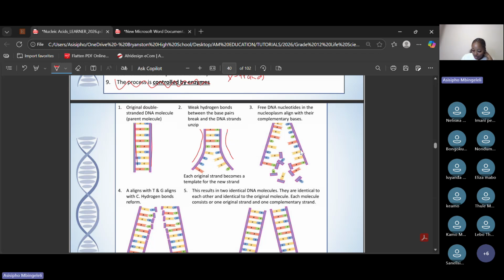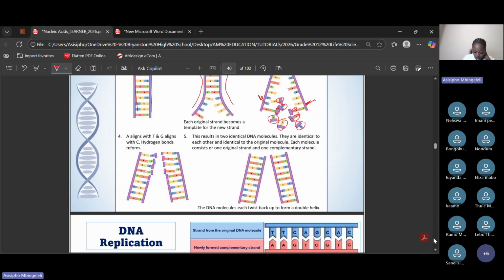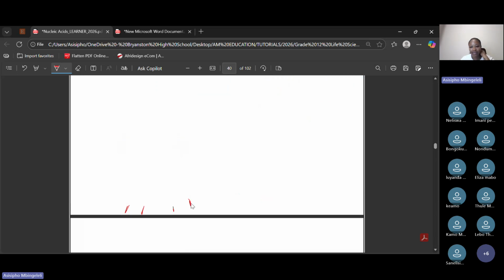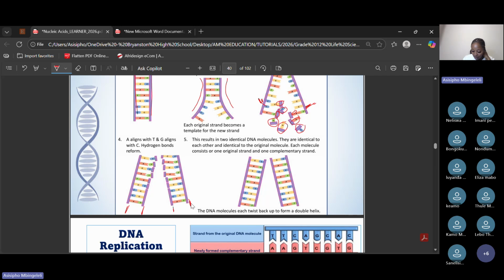Then the strands that you have on the outside, this becomes a template strand and this becomes a template strand. Then these are the DNA nucleotides that are going to complement the exposed bases. When that is done, you will have a complementary strand and the template strand, complementary strand and a template strand. At the end, you will have two DNA molecules, which will then twist back, form that double helix, and then wait for cell division to take place.